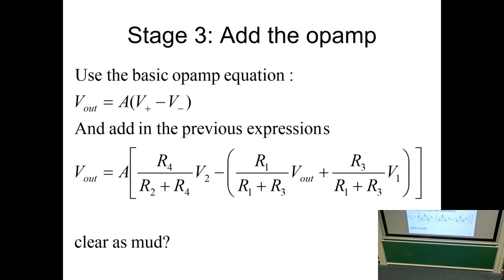And then we can use the basic op amp equation again. V out equals A, V plus minus V minus. And we know what V plus is, and we know what V minus is, and we can throw that into the mix. And you end up with this, which looks very messy, or impressive, depending on your viewpoint.